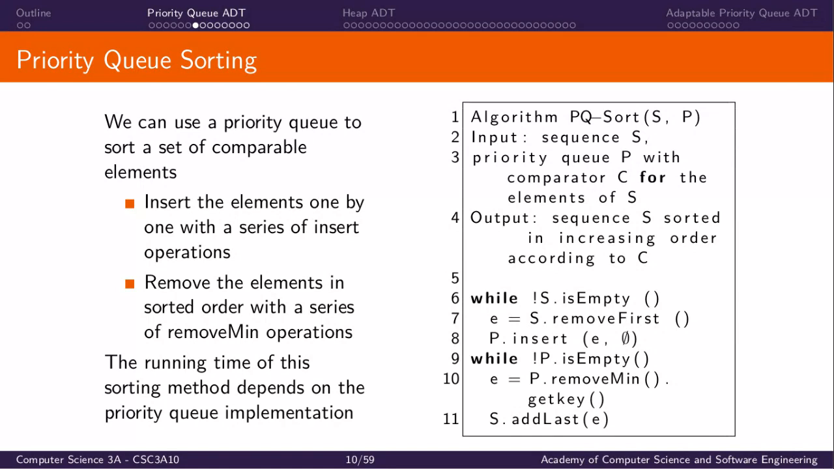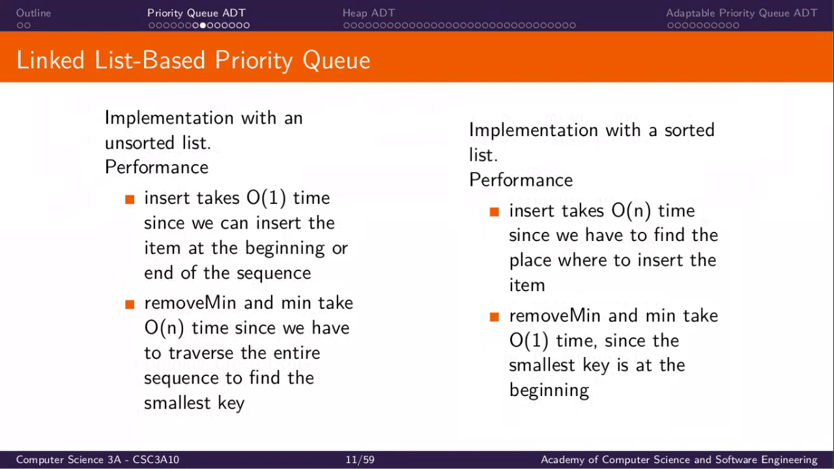All right, so let's look at a concrete implementation. We could implement a priority queue using a linked list, a very familiar concrete data structure. Depending on how we store the elements within that linked list, that will determine how much time our insert and our remove take. For example, if we were to implement it using an unsorted linked list, as in each time that we insert, we simply add it to the end of our linked list.